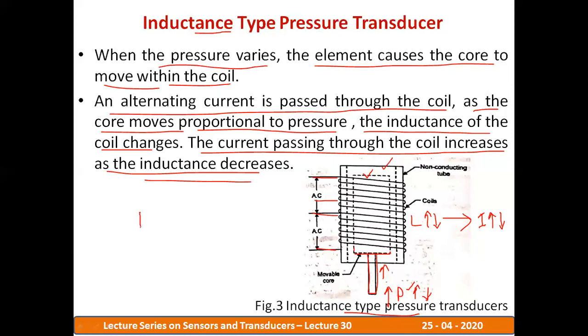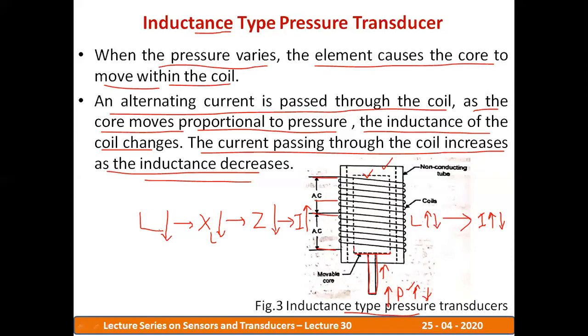If inductance decreases, what happens? Reactance is given by 2 pi FL, so it will also decrease because L is decreased. As a result, the impedance of the coil decreases. When the impedance of the coil decreases, what we expect is that the current flowing in the coil increases.